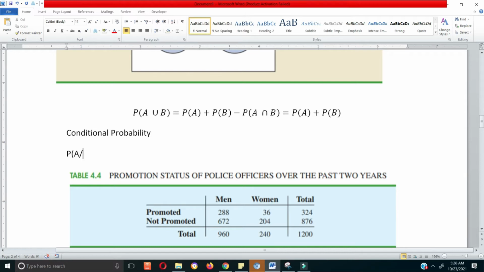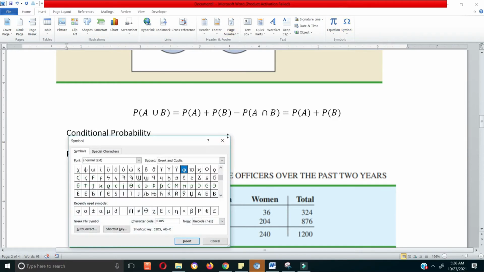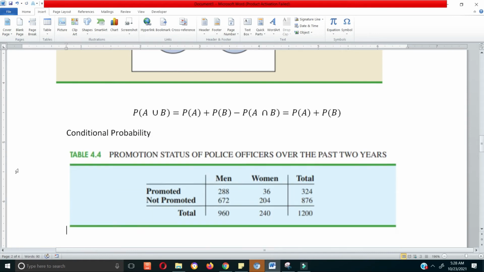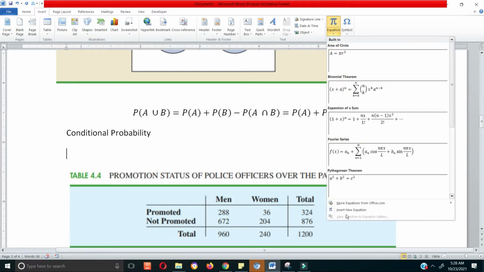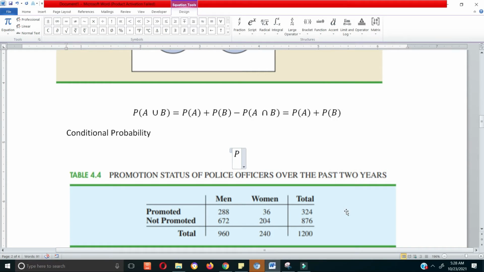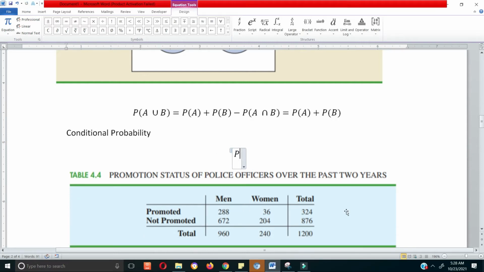So the probability of A given B, if you're doing conditional probabilities, this is the probability of A intersection, let me use the equation editor. So conditional probability, insert a new equation. So the probability of A given B, I will say this is the, it's writing it as a fraction. So let me see if I have anything here.